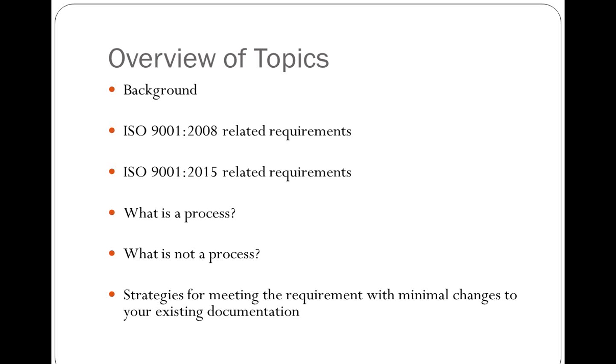Quick overview of our topics for today. We're going to give a little bit of background on why this is such an important item and why it has taken on an even greater amount of importance in recent years. We're going to outline where these requirements are rooted in both the 2008 and 2015 versions of ISO 9001. We're going to talk a little bit about what is a process and what is not a process. And then we're going to wrap with some strategies on meeting this requirement with minimal changes to your existing documentation. We'll also take a look at some common strategies that are used to fulfill this requirement. So hopefully for each of you this will be beneficial in ensuring that your IOP, your Interaction of Processes document, is as good as it can possibly be.